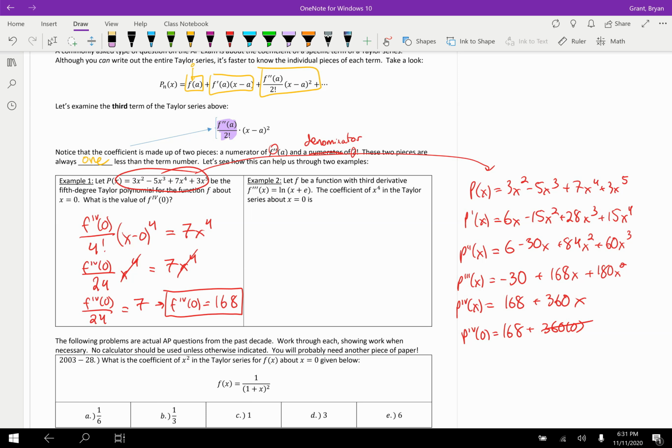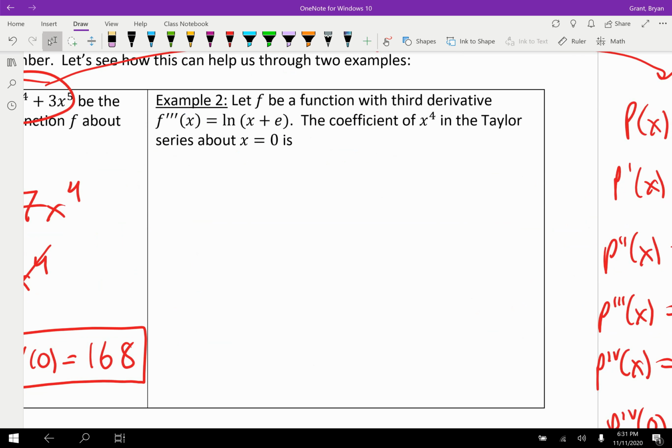Okay, so one more. Let f be the function with 3rd derivative, so f triple prime of x equal to the natural log of x plus e. The coefficient of x to the 4th in the Taylor series about x equals 0 is what? Well, let's think about how we would make up the coefficient of x to the 4th about x equals 0. Wouldn't it be the 4th derivative at 0 divided by 4 factorial times x minus 0 to the 4th? Yeah, I think so, because this is that x to the 4th they're talking about, and they really just want to know the value of this coefficient.